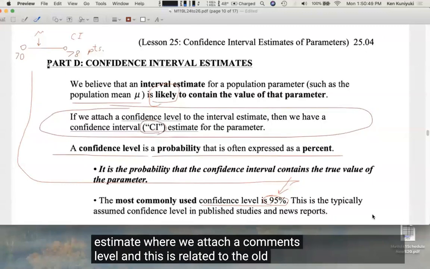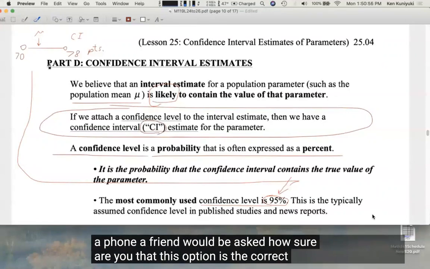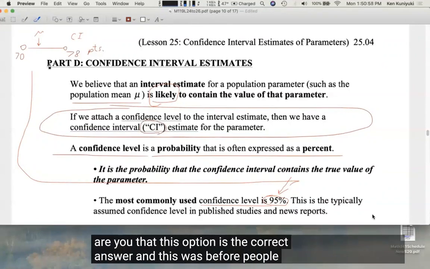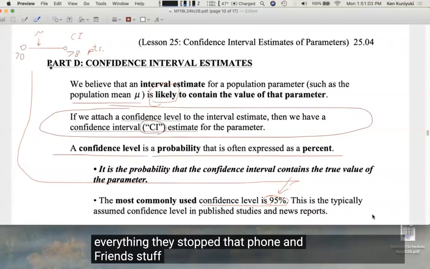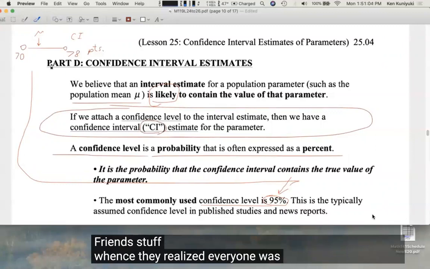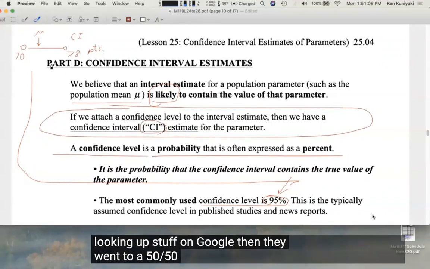This is related to the old game show, Who Wants to Be a Millionaire? A phone a friend would be asked, how sure are you that this option is the correct answer? And this was before people just looked up everything on Google. They stopped that phone a friend stuff once they realized everyone was just looking up stuff on Google. Then they went to a 50-50. Anyway, let's go to an applet now.